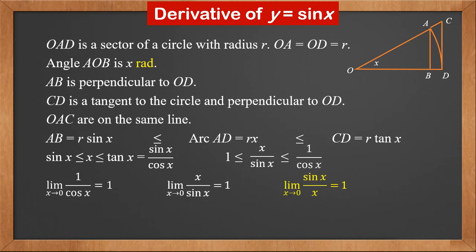Since the limit of x over sin x when x approaches 0 is 1, the limit of sin x over x when x approaches 0 is also 1. Remember, this result is valid only when x is in radian. X must be in radian.